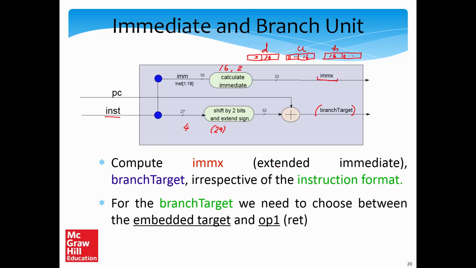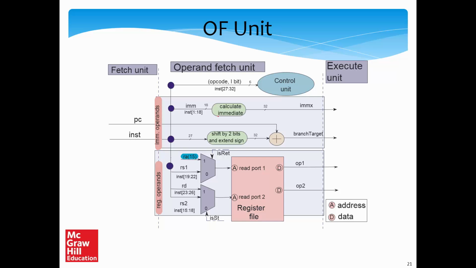And after doing that, we are done with the OF unit. So the way it stands is that we have the instruction fetch unit on one side, and we have the execute unit on the other side. We have two main components or subsystems in the operand fetch unit. The first is the register file. The register file contains the registers, and in that we read the values of the registers.